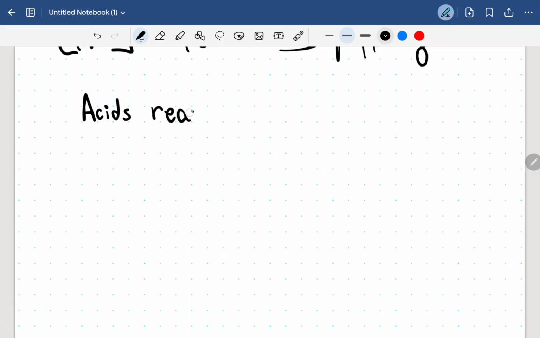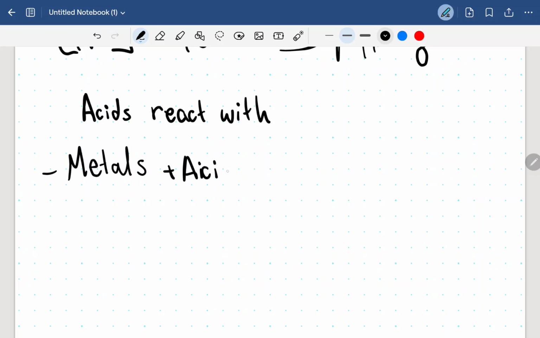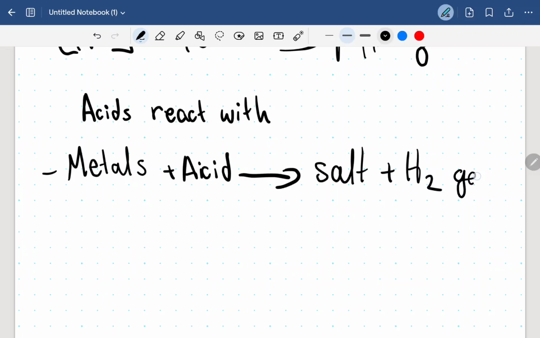They react with, first of all, metals. Metals plus acid gives you a salt plus H2 gas. That's it. Now you have 3 different types of acids that you could have.